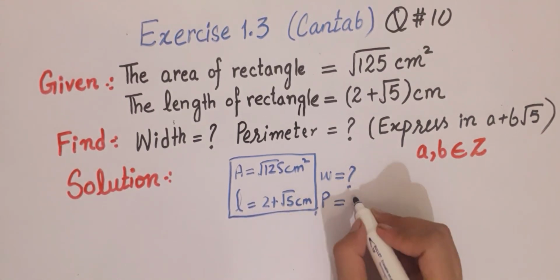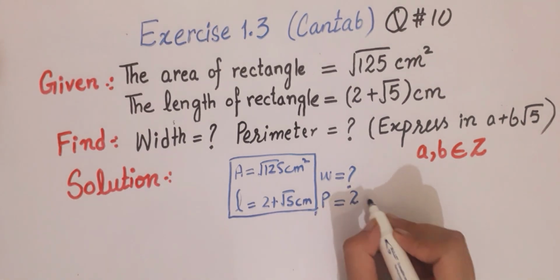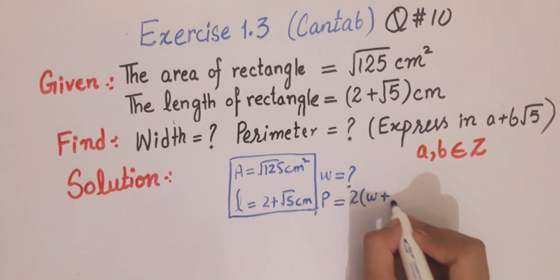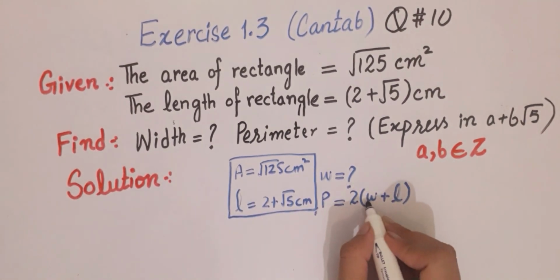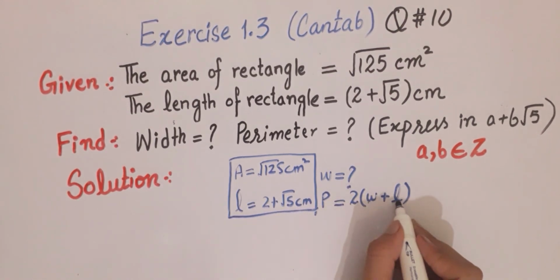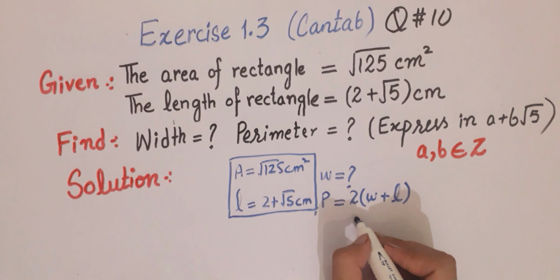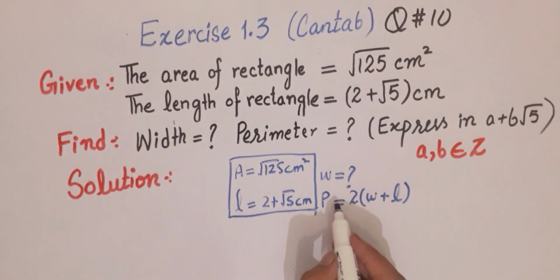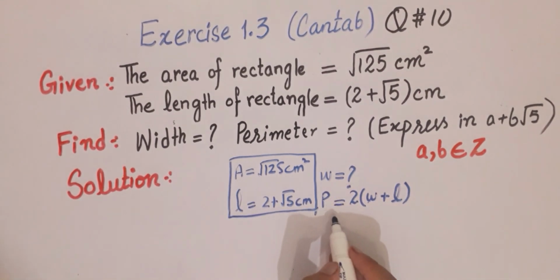Perimeter of this rectangle is equal to 2 into w plus l. W is width and l is length. We will add w and l and multiply by 2 to find the value of p.